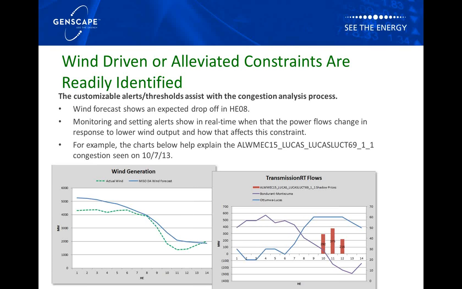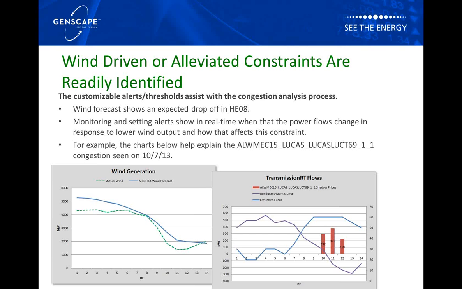And you can see that the typical flows on this are west to east, and those flows are represented on the left hand of the chart there. Now the general trend here, you can see as the wind starts to decrease, the flows on that line decrease, and actually by hour ending 10, the flows have reversed. And that's kind of another neat thing about this. You can see the reverse of the flows.